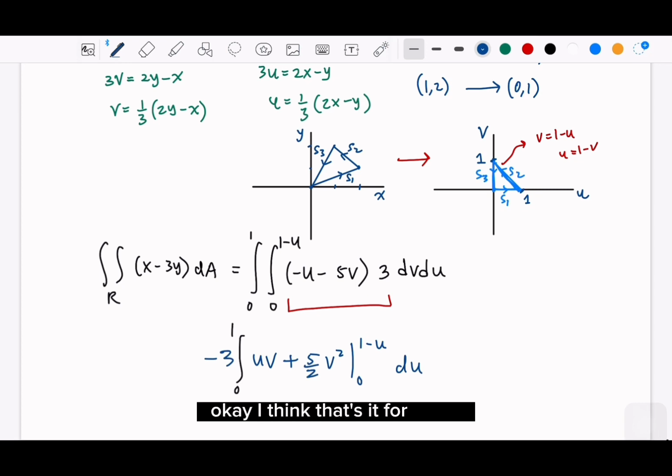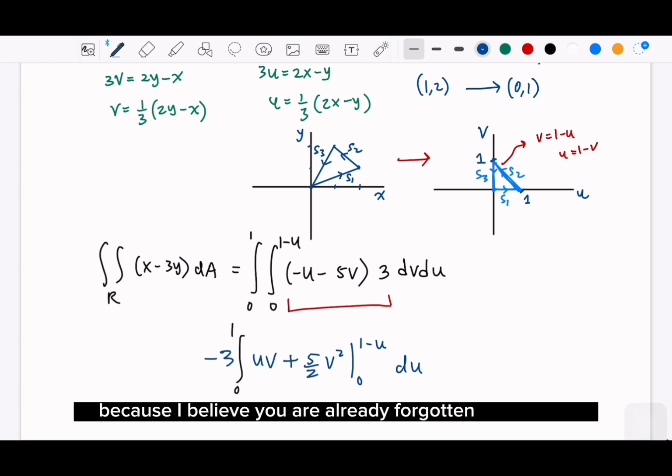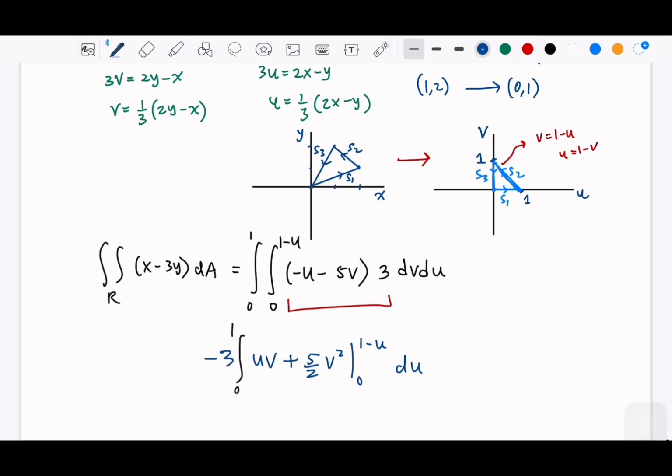Okay, I think that's it for today. Next week we are going to review. I think I will emphasize more on chapter 14 and 15, because I believe you have already forgotten chapter 14, right? And a little bit of vectors. Okay, that's it for today.